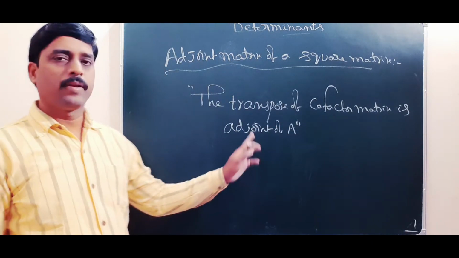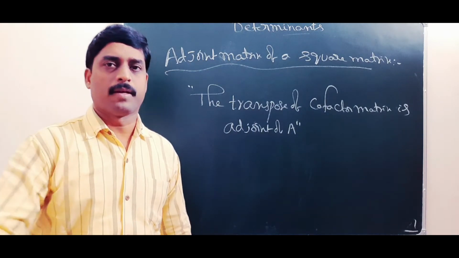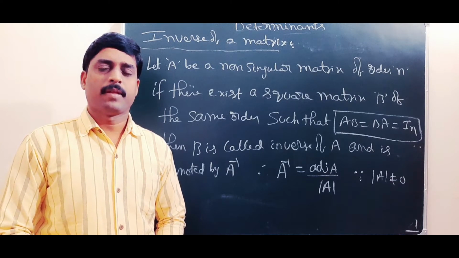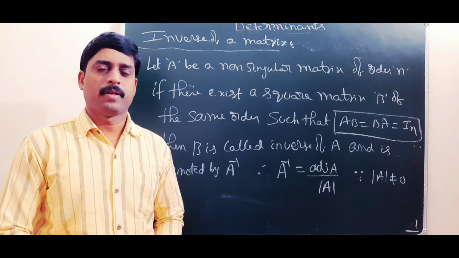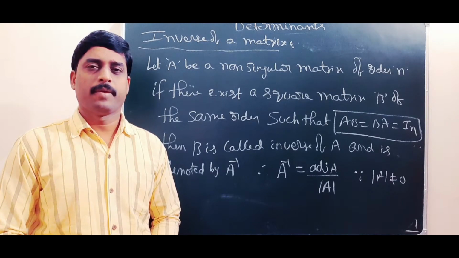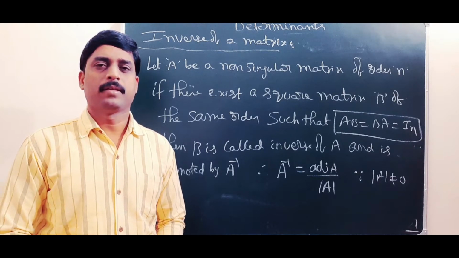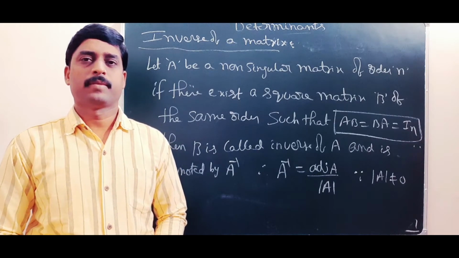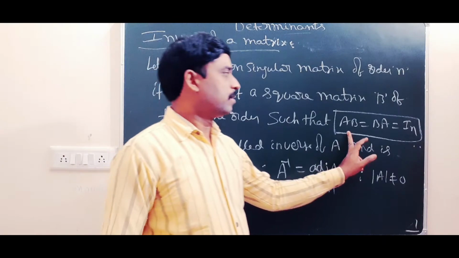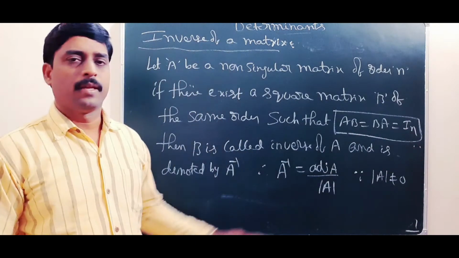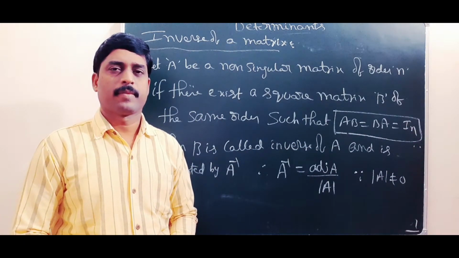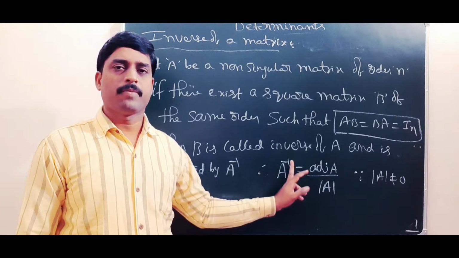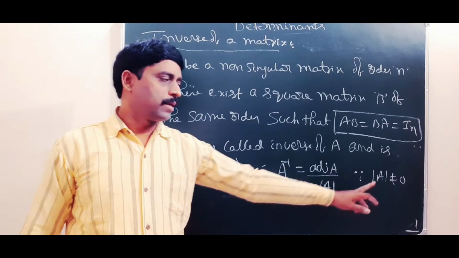Okay, so adjoint of A means transpose of cofactor matrix. Now, explain inverse of a matrix. What is the inverse of a matrix? Let A be a non-singular matrix of order n. If there exists a square matrix B of the same order such that AB = BA = I_n, then B is called the inverse of A. It is denoted by A inverse. So what is the A inverse formula? Adjoint of A by det A, where det A is not equal to 0.